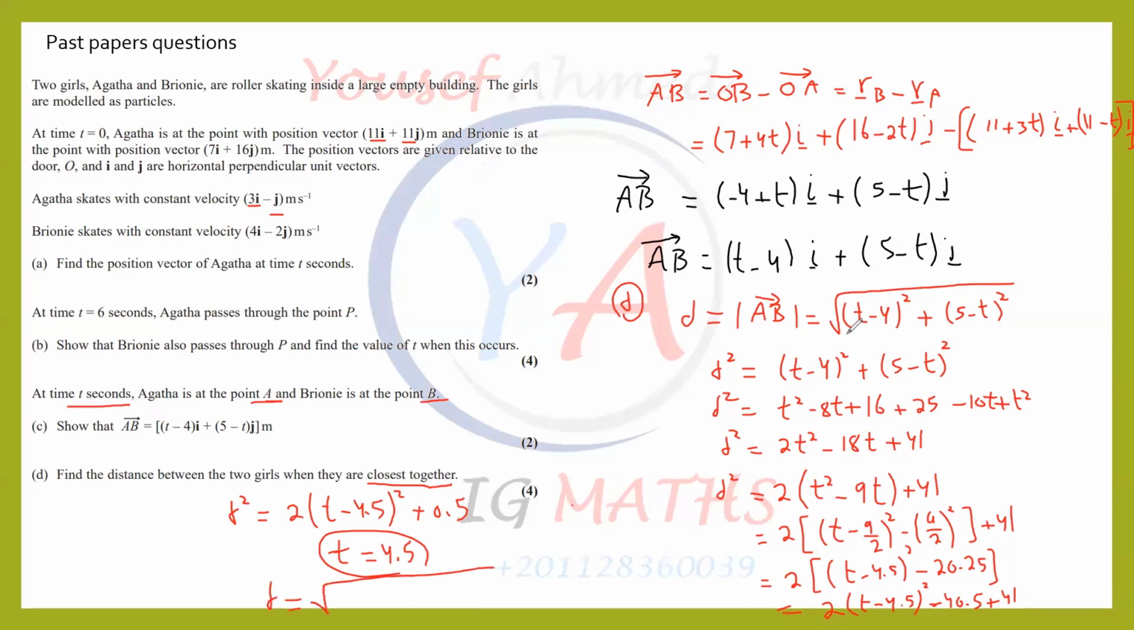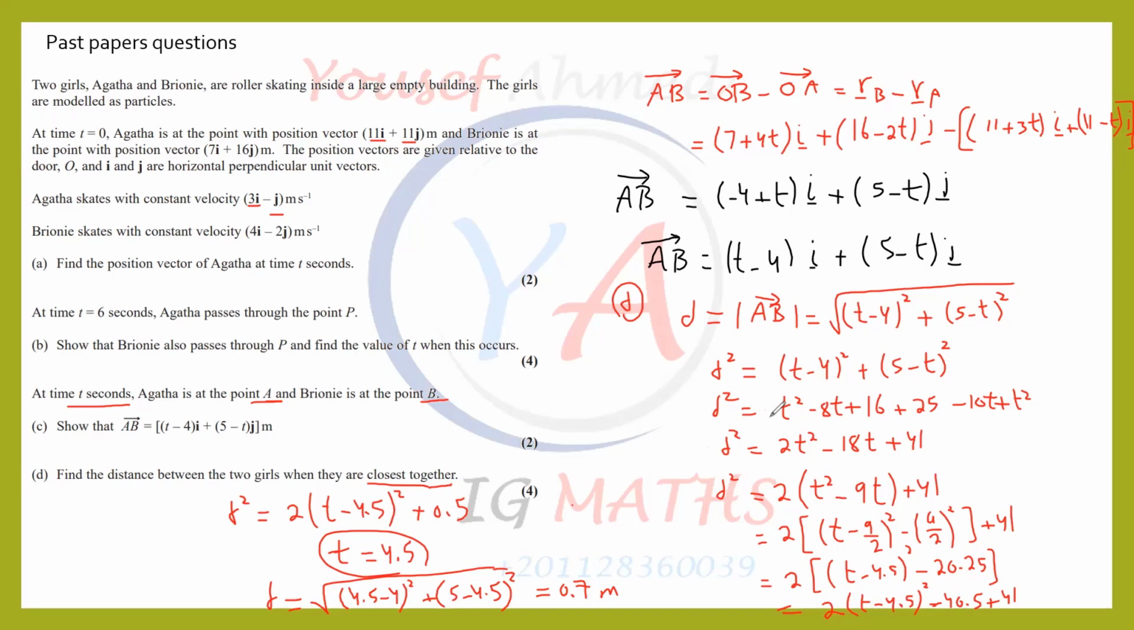So when you take the time as 4.5 and go replace it here, the distance will be the square root of 4.5 minus 4 all squared added to 5 minus 4.5 all squared. It gives you 0.7 meters. So how did we get the value of the time? We have done completing the square for the distance to get the value of t when the minimum distance happens. So why are we working on the minimum distance? Because it's mentioned they are closest together.